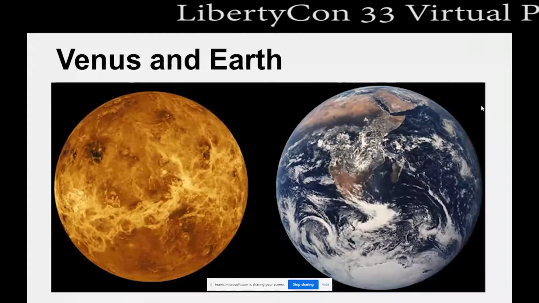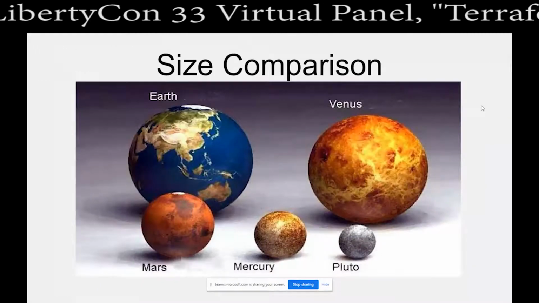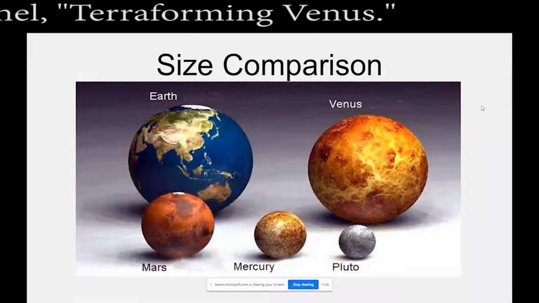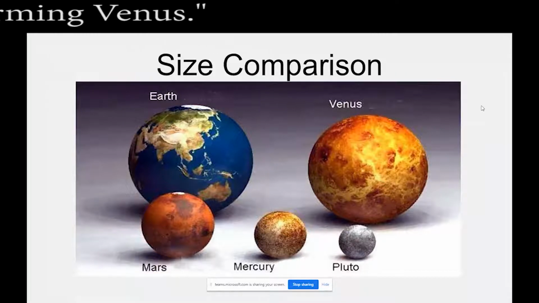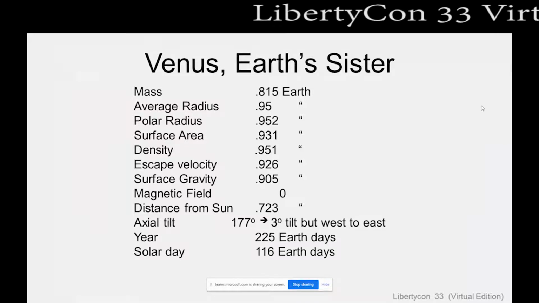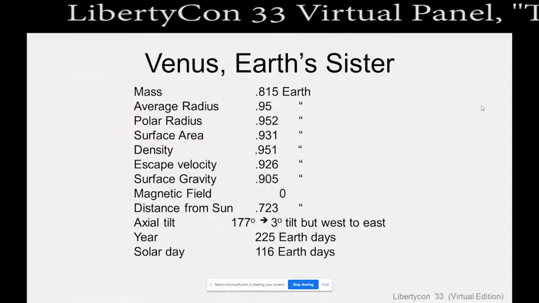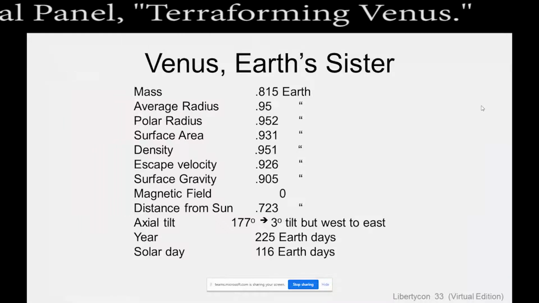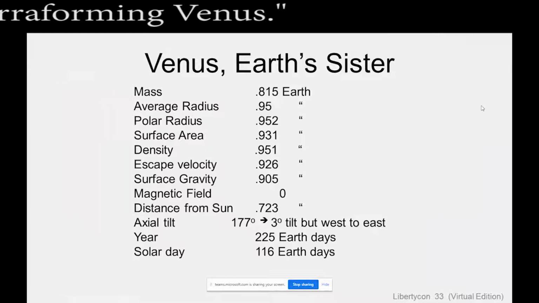Yeah, Earth and Venus are very similar in size, compared with Mars, Mercury, Pluto. Earth and Venus are pretty good sized worlds to work with. So a few more details about Venus. We have mass, radius, surface area, gravity, pretty similar to Earth. Now, one thing it doesn't have is any kind of magnetic field.